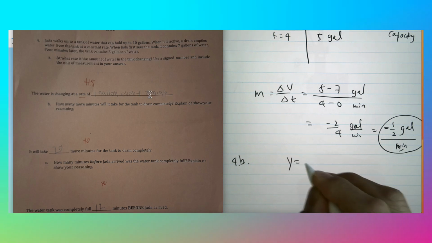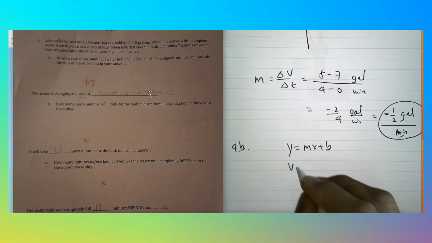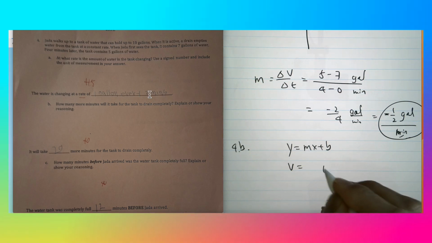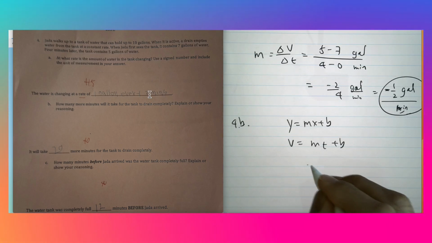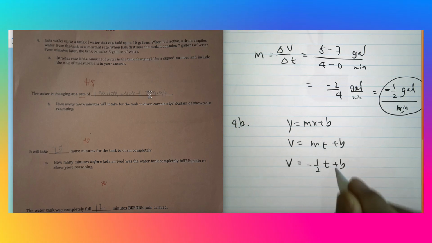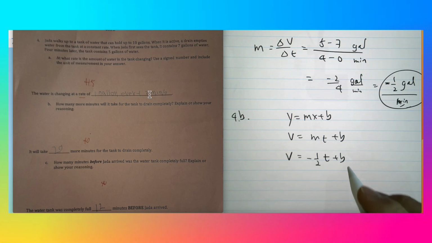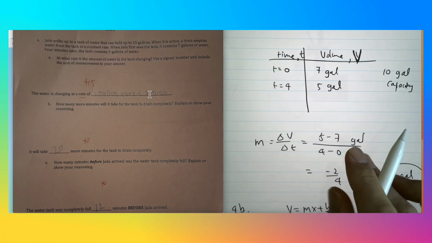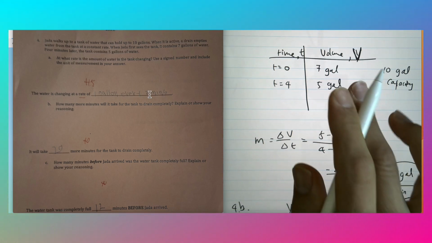Okay, we can start with mx plus b, except that it's not y anymore, it's v, and it's not x anymore, it's t. We can set it up. We know that the slope equals negative 1/2, t, b equals, okay, this is the y-intercept. Now we already know b here. He said he started with 10, which I forgot. Oh, actually no, we start with a 7.